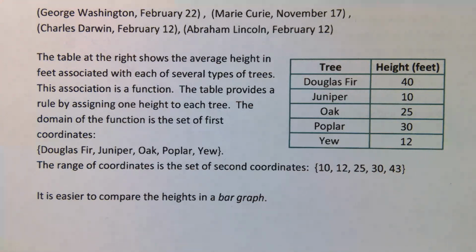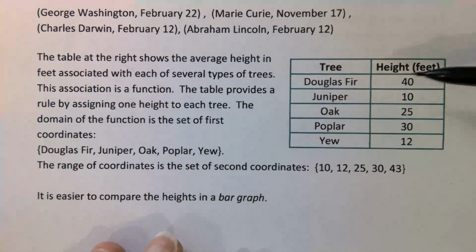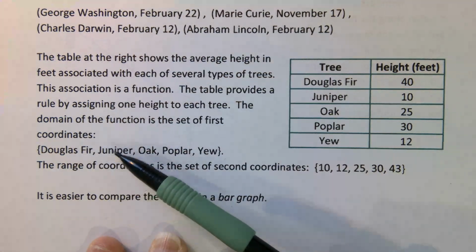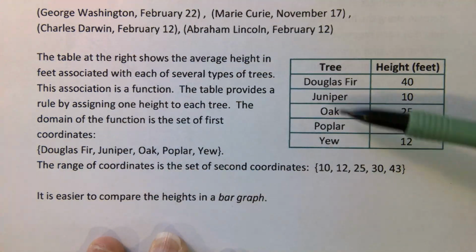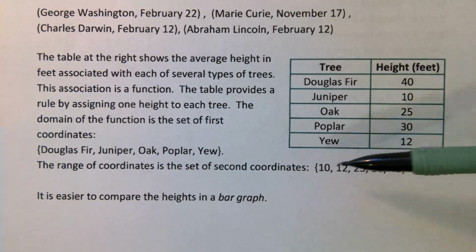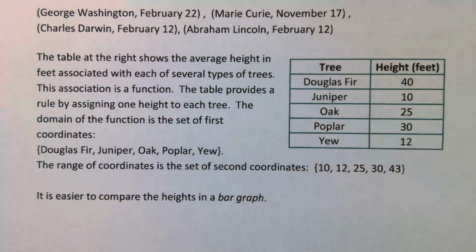The domain of the function is the set of first coordinates. So the domain is always like your x value. Douglas fir, juniper, oak, poplar, yew. So there's my domain. The range is the coordinates of the second set. So here's my range: 10, 12, 25, 30, 43.